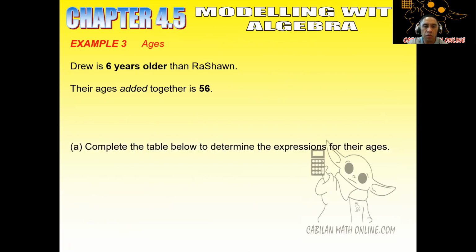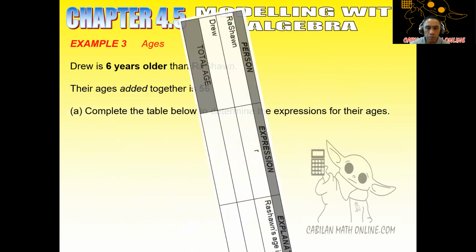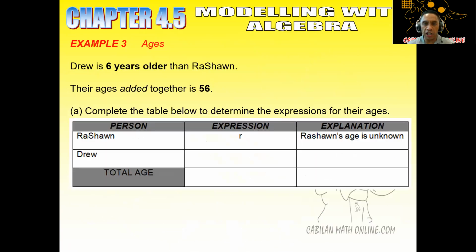Now what we want to do in this question here is figure out how old each person is. Now what we know so far is the fact that we don't know either of the ages, but we just know one thing, which is that Drew is 6 years older than Rashawn. Okay, so we're going to let R represent Rashawn's age, which we don't know yet. So to represent Drew's age here, we just know that Drew is 6 years older.